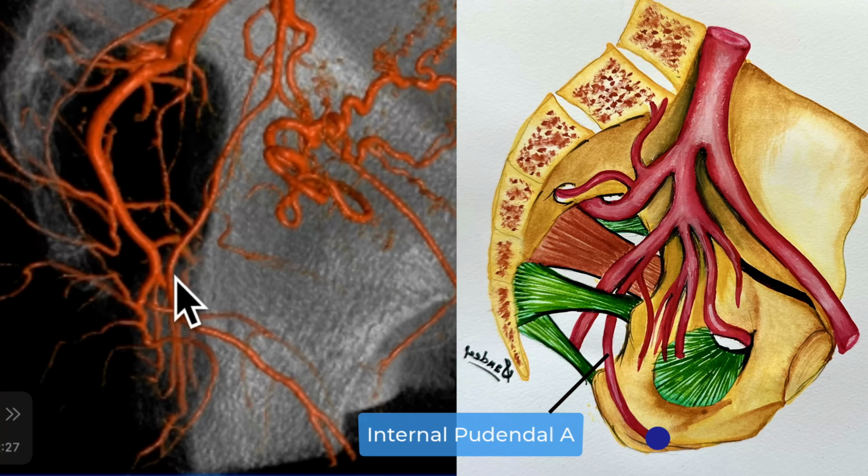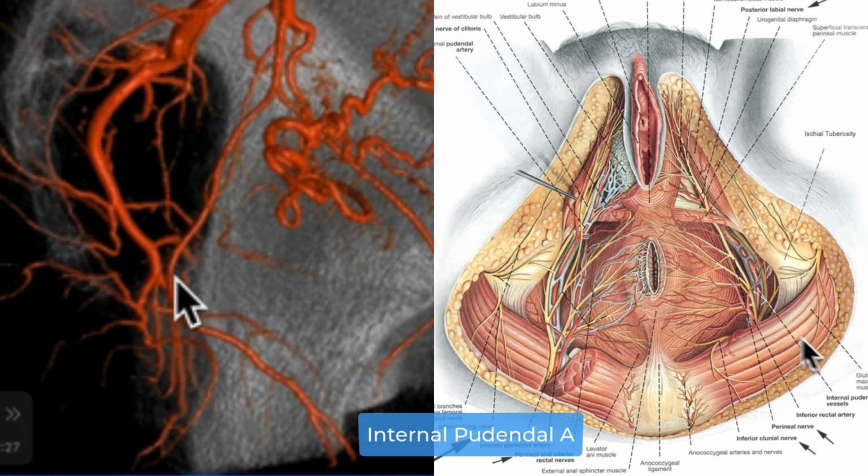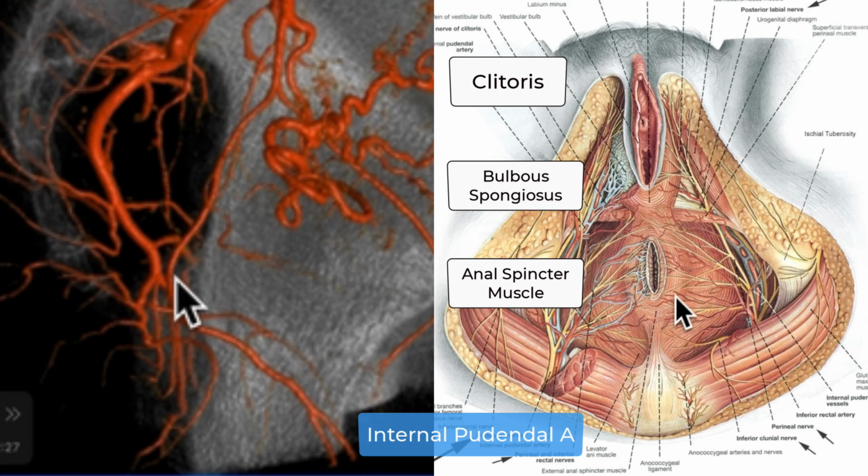This is the sketch diagram of the female perineum, and here we could see that this is the internal pudendal artery which is traversing in the pudendal canal and supplying the clitoris and bulbospongiosus here. And the internal pudendal artery branches also supply the muscles of the perineum, including the muscle of the anal sphincter.